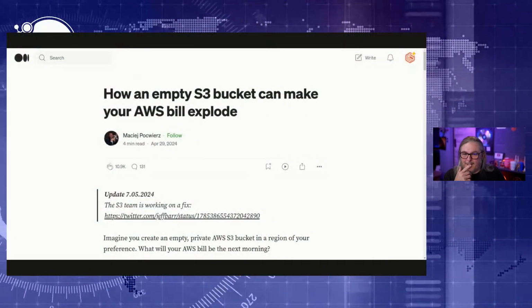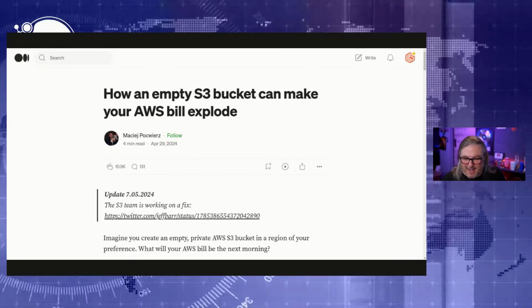Share my screen. We are doing this live, and for some reason it says I can't share my screen. There we go. All right, now we got it.